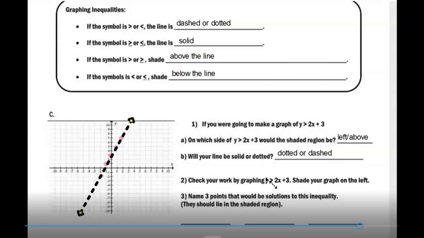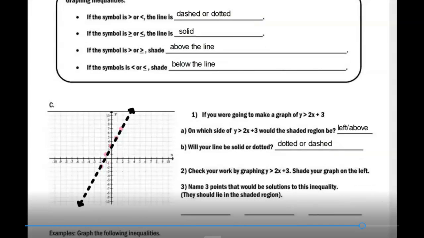And then it says check your work by shading to the left or above. So we're going to shade to the left of that line, and above as well at the same time. So to the left and above.